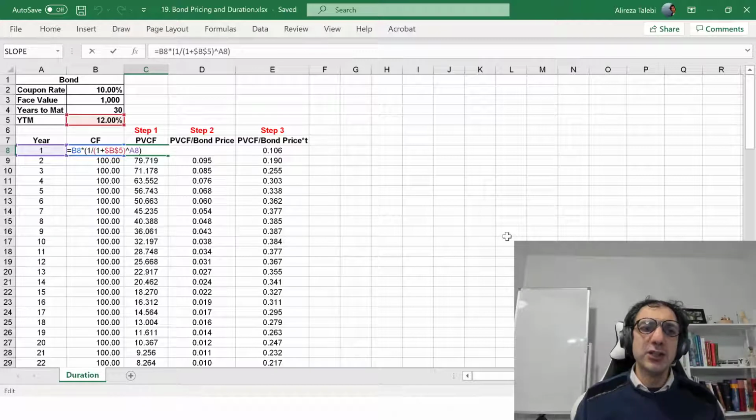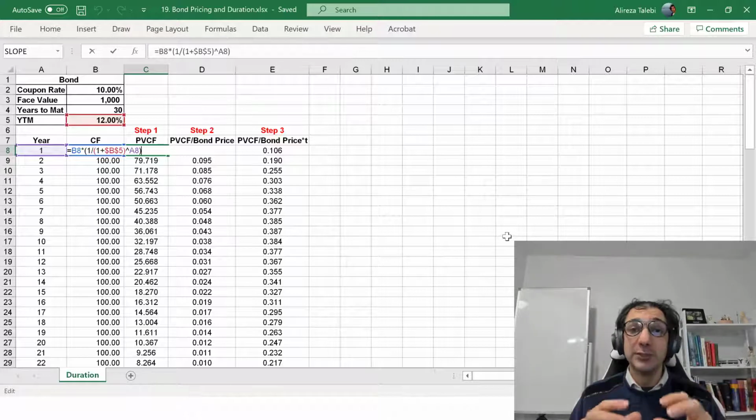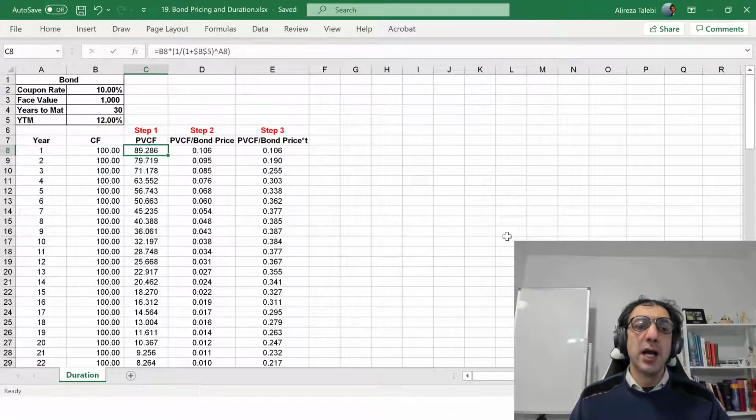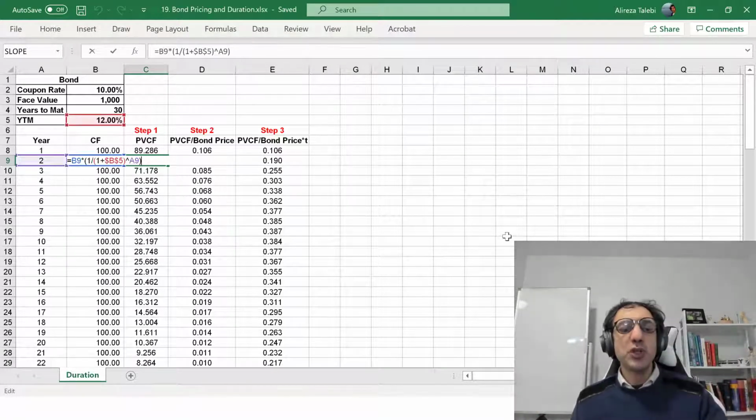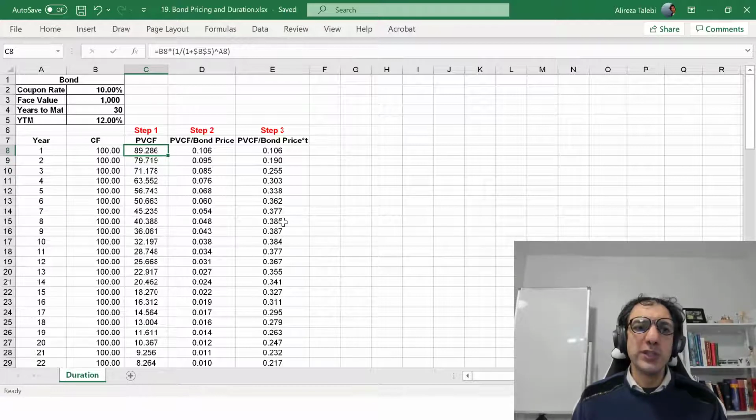For example, for the first one, you have $100, so I'm dividing that $100 by 1 plus the discount rate, which is 12%, to the power of that period. 1 is the discount period I'm using here for the first payment. So for the first payment of $100, the present value is almost $89.28. When it comes to the second year, you need to discount back for 2 periods. As you see, I'm using A9 here, which is 2. So I'm discounting back for 2 periods with the annual rate of 12%. You can calculate the present value of all these cash flows using this formula.